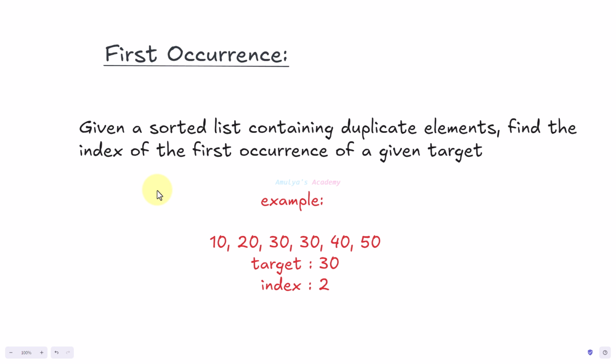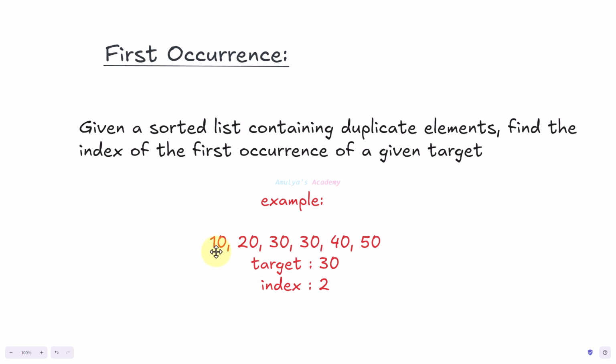Today, let's write a Python program to find the index of the first occurrence of a given target in the sorted list containing duplicate elements. Here, input of our program is a sorted list of numbers with duplicate elements and a target element, and output is index of the first occurrence of that given target element.